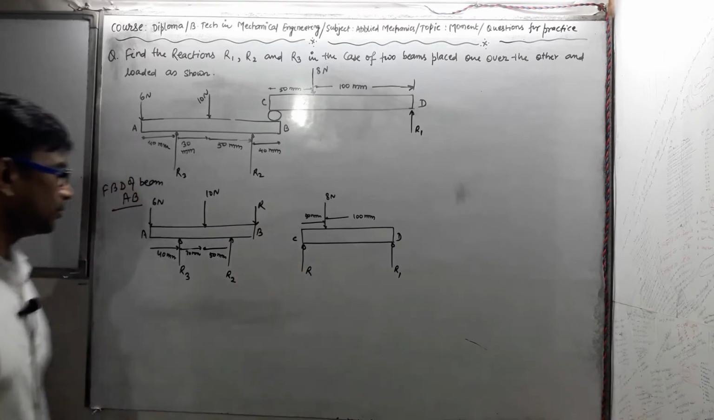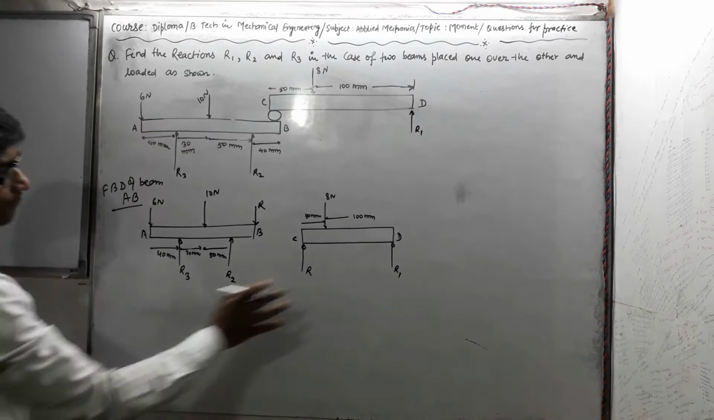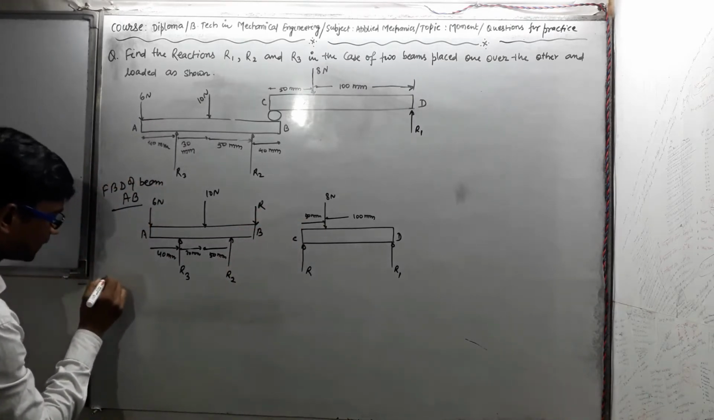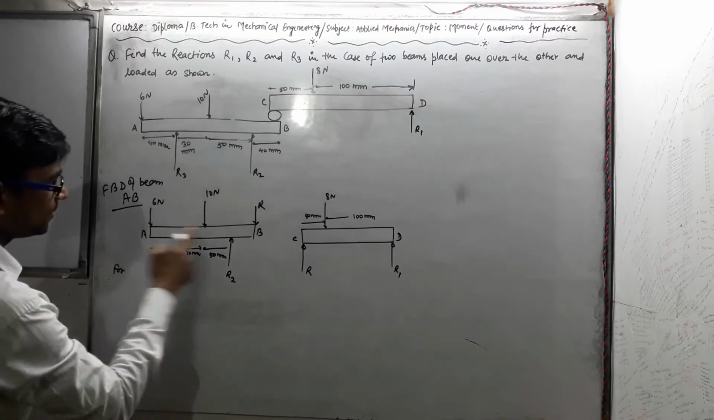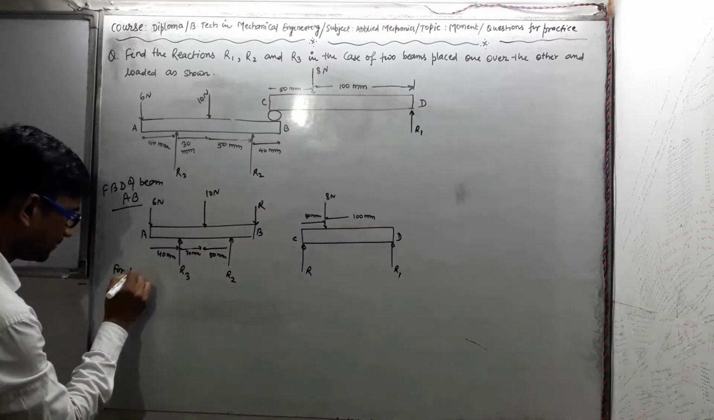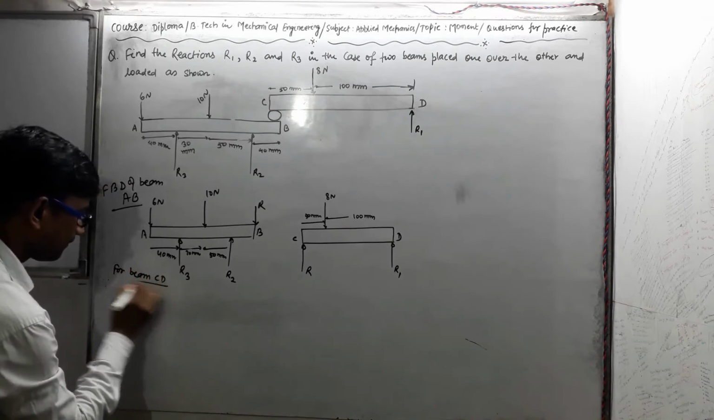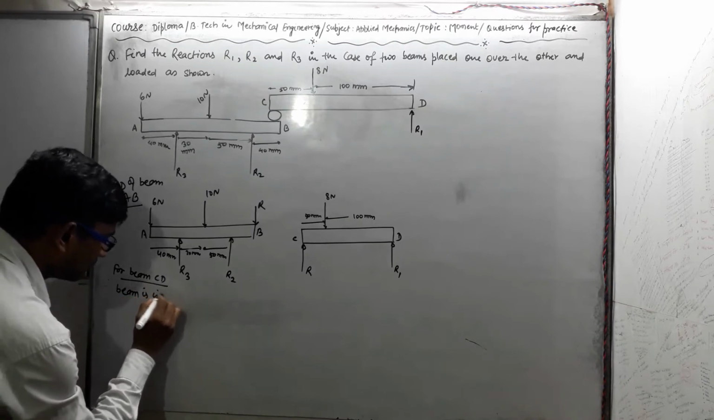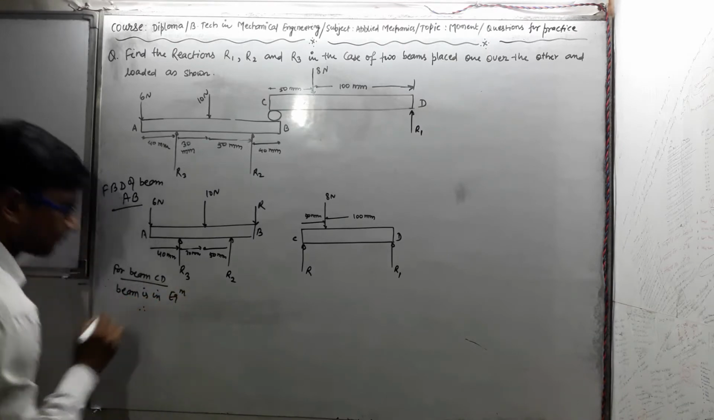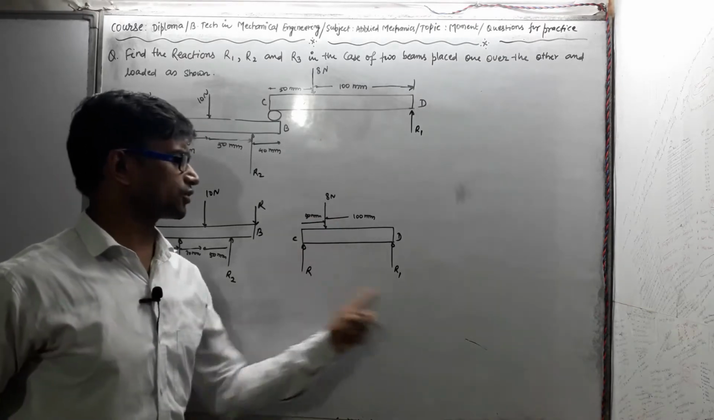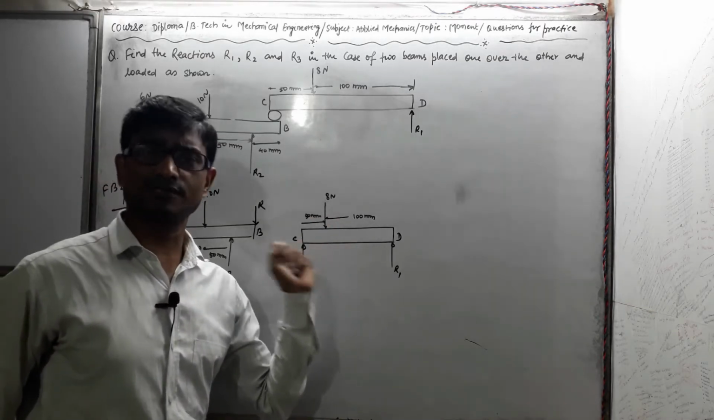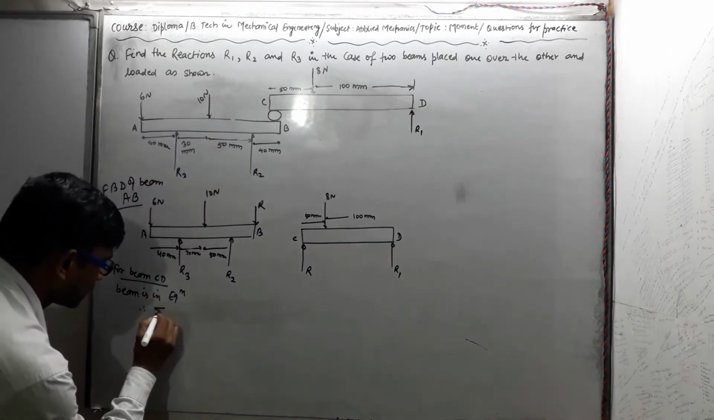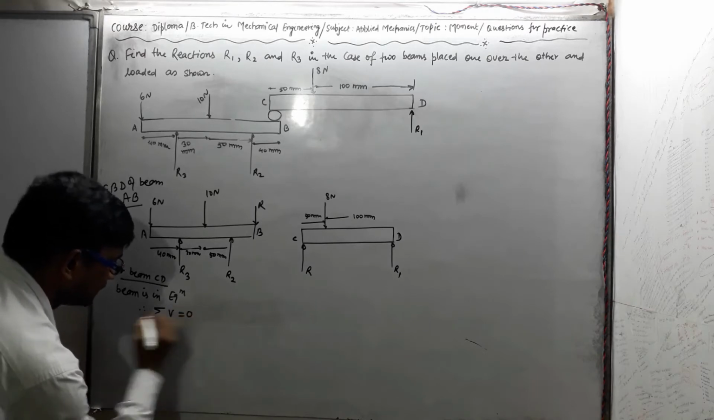To find the values, since both beams are in equilibrium, I am taking the first beam CD. For beam CD, since the beam is in equilibrium, there are three vertical forces acting, and no horizontal force is acting on the beam. So the summation of all vertical forces equals 0.